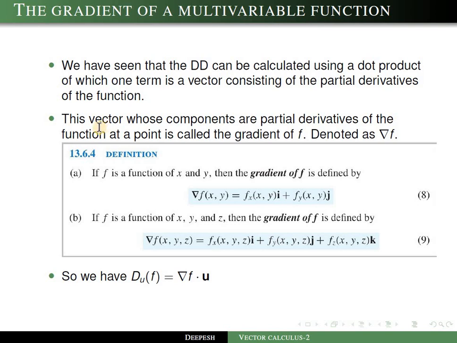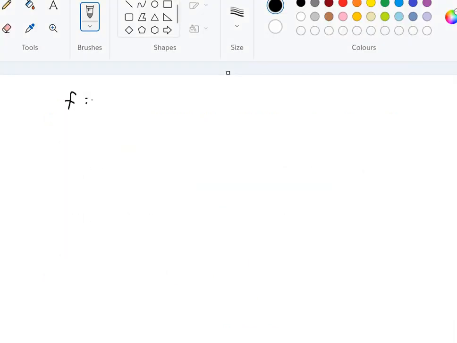Now we discuss the gradient of a multivariable function. Given a function of two or three variables, we can create a vector valued function from that scalar valued function. Here the function f is from R2 or R3 to R. For example, I consider f of x, y equal to x square minus 3xy square.